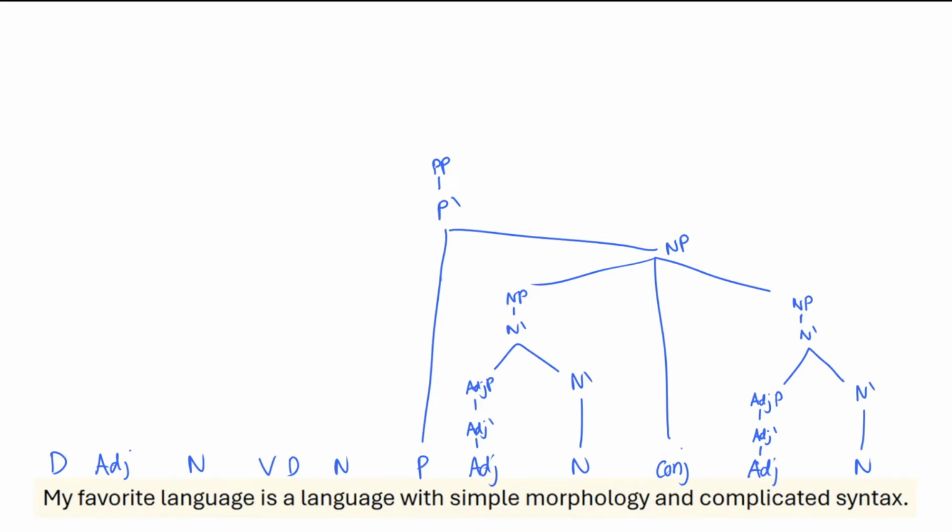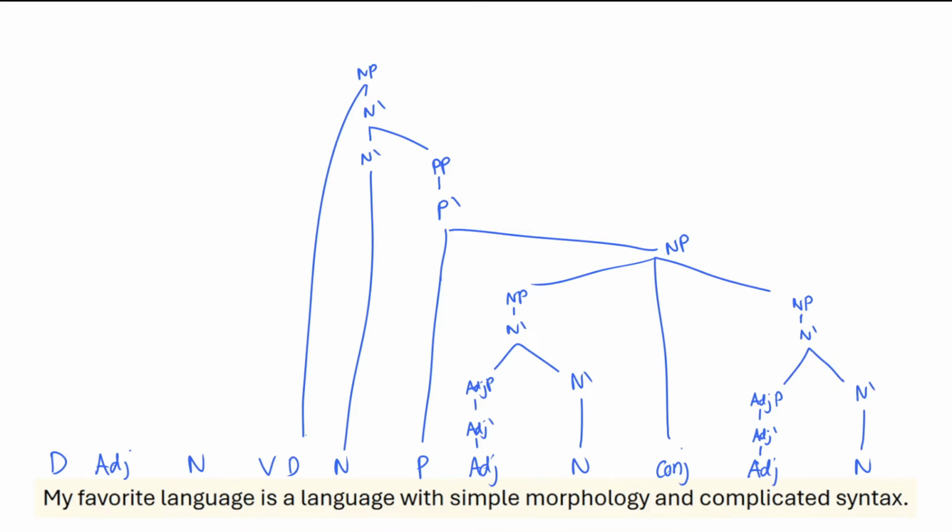Now, with simple morphology and complicated syntax is a prepositional phrase that is modifying language. What type of language is it? Well, it's a language with simple morphology and complicated syntax. So this is going to be an adjunct that connects between bar levels. So we'll make an N bar and another N bar above it and connect the prepositional phrase in between. And in order to form a complete noun phrase, we're going to connect it with the determiner a.